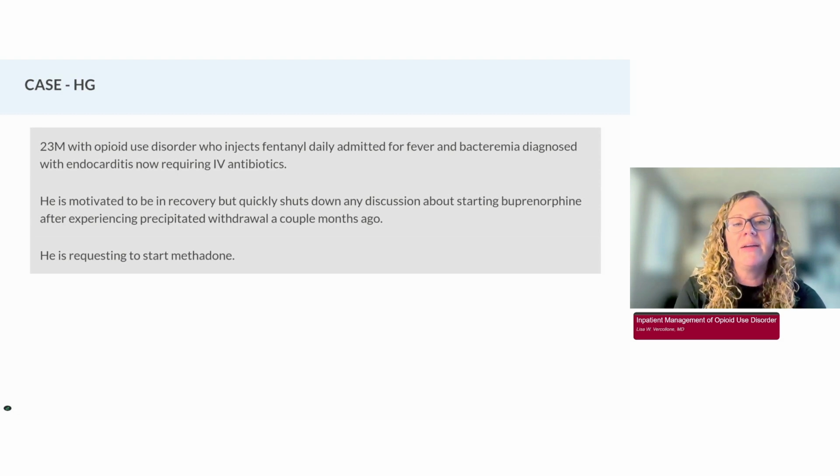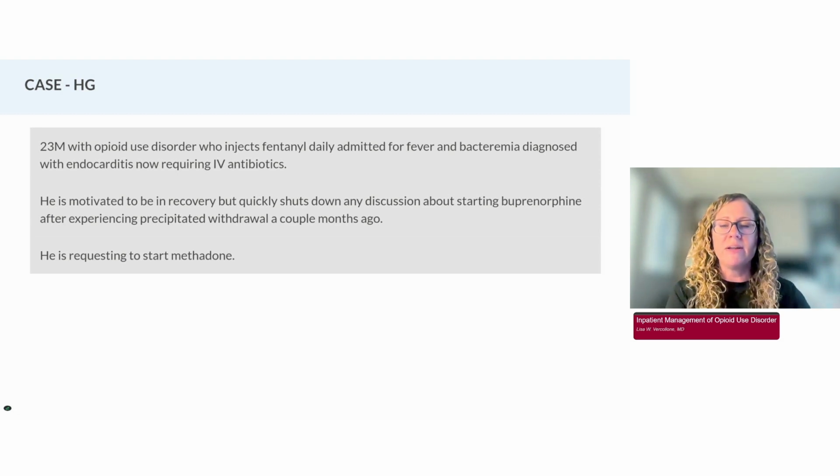And now he's requiring IV antibiotics. He is motivated to be in recovery, but he quickly shuts down any discussion about starting buprenorphine after experiencing precipitated withdrawal a couple months ago. This is not an uncommon story any longer.